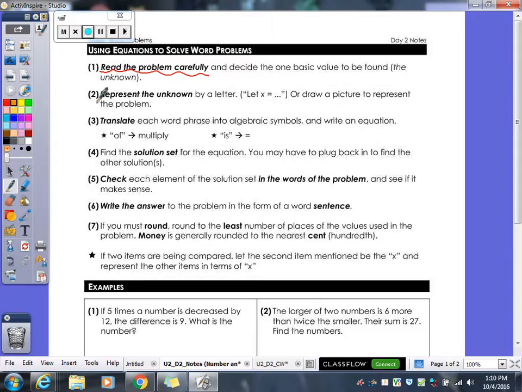Next thing is you need to represent the unknown by a letter. So that means your let statement. You need to write your let statements.